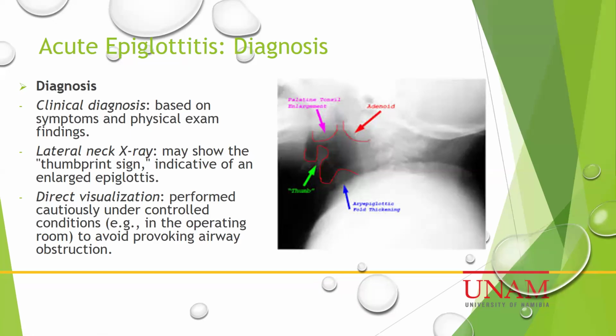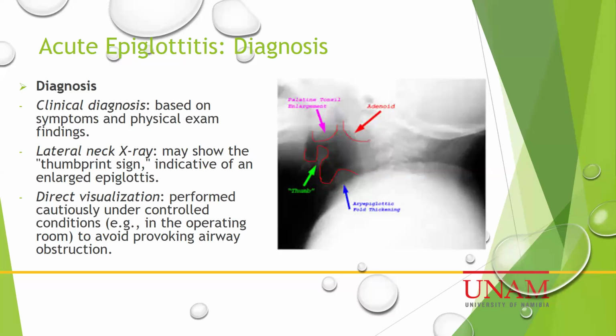You see, it's as if the patient is giving you a thumbs up. Look at my neck. There's something in my neck. The thumb is pointing towards the neck. You can imagine the patient pointing to the neck. All right, so it's called thumbprint sign. All right, then direct visualization under controlled conditions.